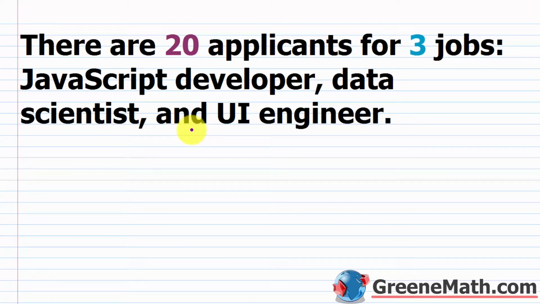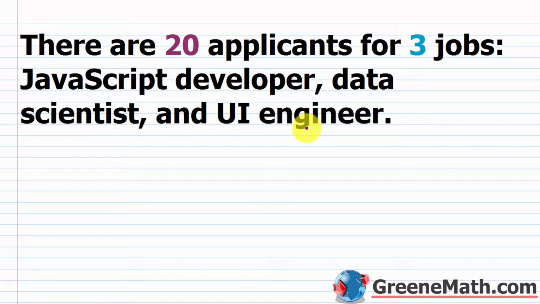Basically, the way you decide here is that you're selecting 3 people out of the 20. So if you have the number of ways of selecting R items out of N items, in this case 3 out of 20, and repetition is not allowed because the same person can't get the JavaScript developer job, the data scientist job, and the UI engineer job. It's got to be 3 separate people. You want to consider that if the order is important, you use a permutation. If the order is not important, you use a combination.